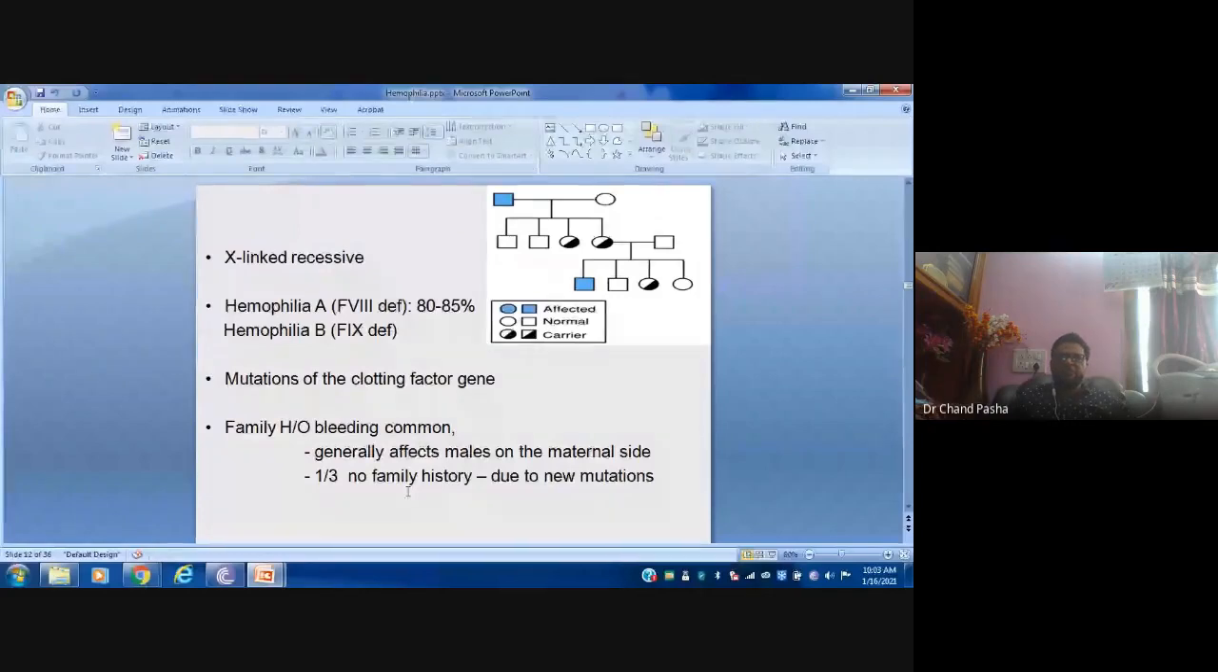Mutations of the clotting factor genes are responsible here. And here you can see, in case of females, if one X chromosome has the mutated gene, for factor 8 or factor 9, whereas the remaining one is good, then she works as a carrier, like Queen Victoria. Whereas in case of male, even though it is a single X chromosome, if it is mutated, then there is a possibility of disease. Generally it affects males on the maternal side because it comes through the X chromosome. And one third of cases have no family history, due to new mutations.